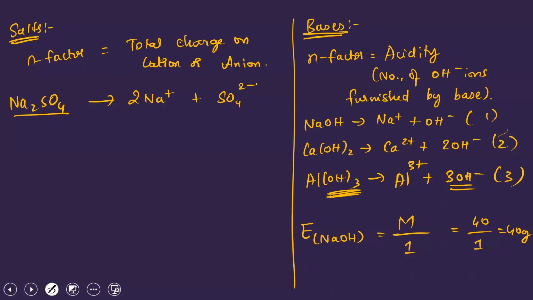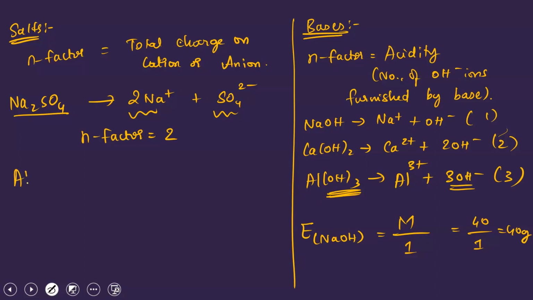Is that clear? So you can either take the charge on the cation or the charge on the anion. So what is the n factor here? What did I tell you? Total charge. 1 Na plus has a charge of 1, so 2 Na plus will get a charge of 2. அப்போ n factor இங்கே 2.